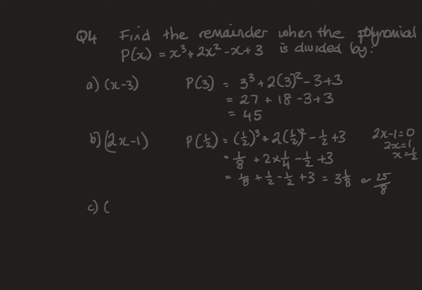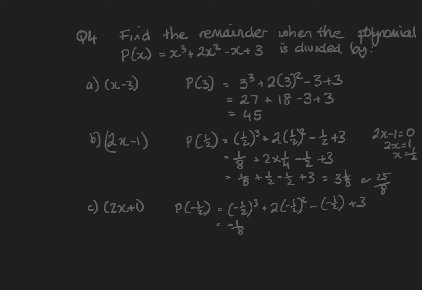C is 2x plus 1, and so I'm going to be doing p of minus a half, and very similar to what we've done above, but it's just testing your skills with your fractions. So if you're asked to show your working, you need to show your working. And it's the negatives that will cause you the problem here.